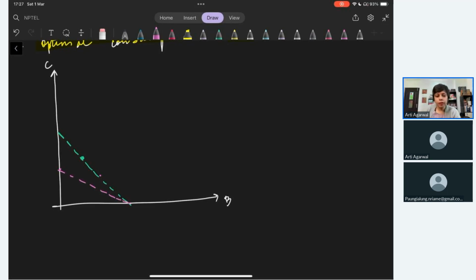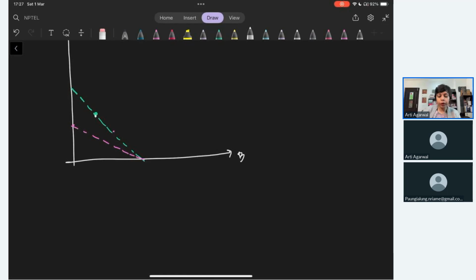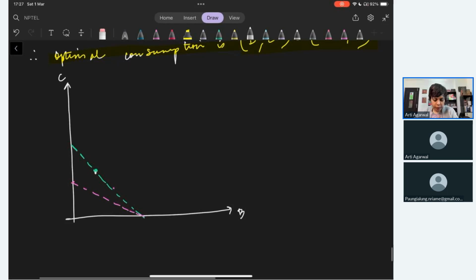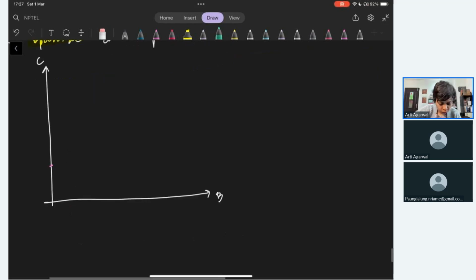Let's first see this. This is the original consumption bundle, 1.9 and 3. And we'll solve for the next consumption bundle just from common sense. You can see it will come out to be 1.9 comma 1.5. So I think my proportions are wrong. Let me draw this again.